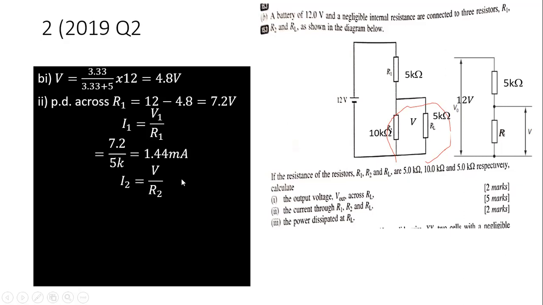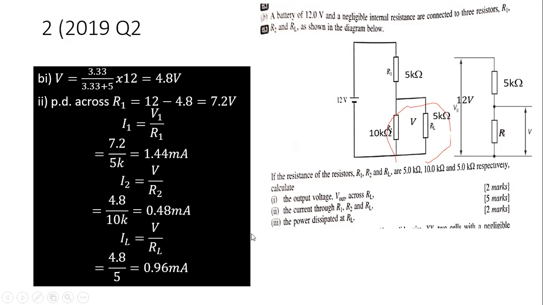Then through here, I2, same thing. We take the voltage across divided by R2. The voltage across, we already calculated, is 4.8, divided by 10K. And after that, the same thing: V divided by RL. 0.96.